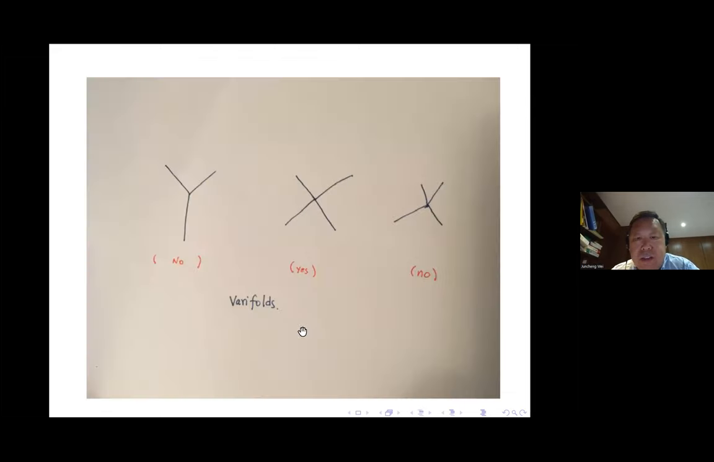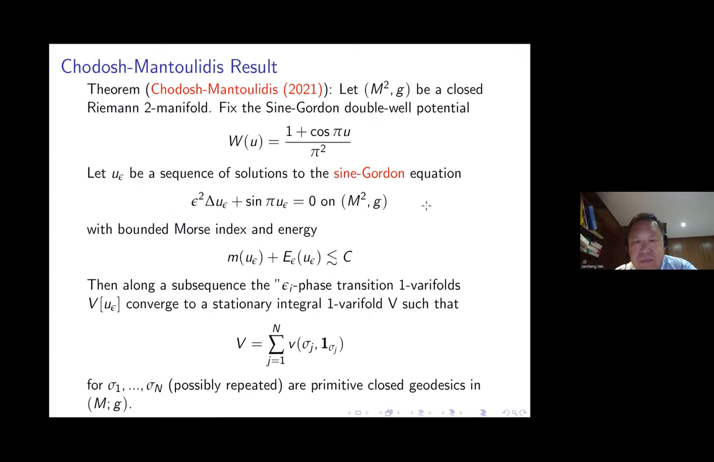So, for example, this cannot happen by the result of Chodosh and Mantoulidis on multiplicities. This cannot happen, and only this will happen. So the geodesics will cross each other, and they cross each other smoothly. And this cannot happen. This is the Chodosh–Mantoulidis multiplicities result. With this result, the stationary integral one-varifold is much simpler. So either you have a crossing geodesic net or you have a multiplicity.